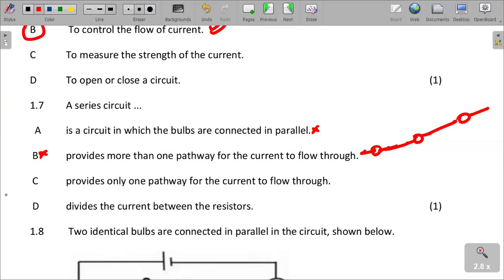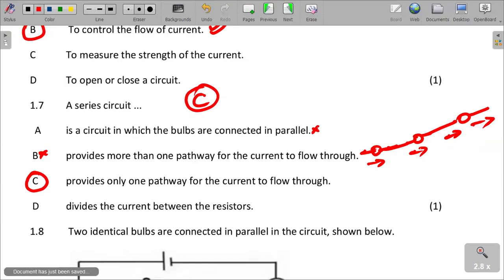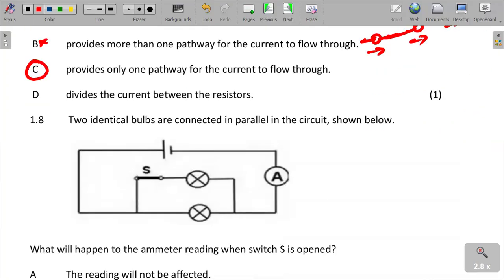A series circuit provides one pathway through which the current can flow, as you can see. The current can come from this point and then go in that direction, until it gets to the end of the pathway, where it has to connect or light up. So it provides one pathway.